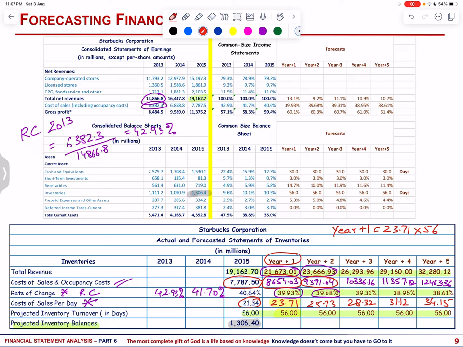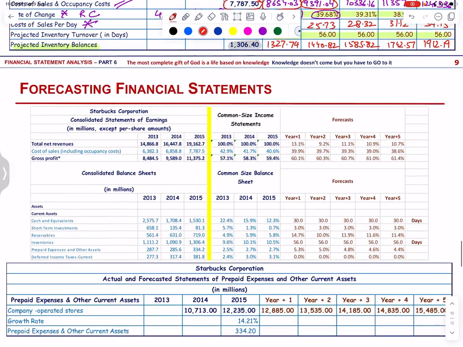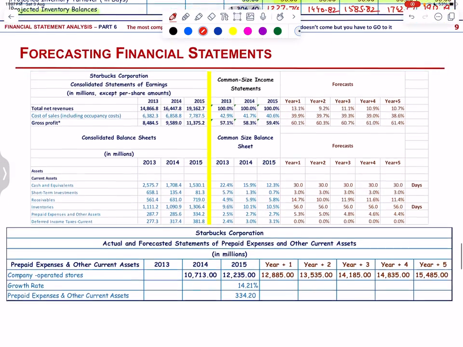That will be equal to 1327.74, 1440.82, 1585.82, 1742.57, and 1912.19. So that's how we are going to project our inventories for the next 5 years. Next, let us project prepaid expenses and other current assets.